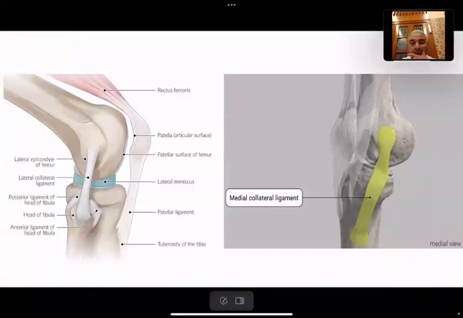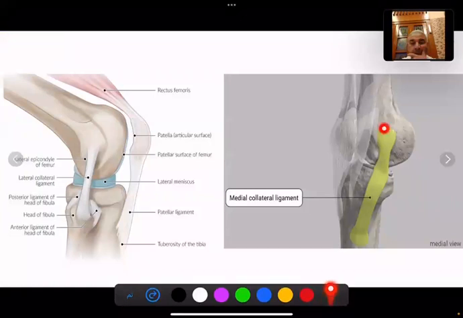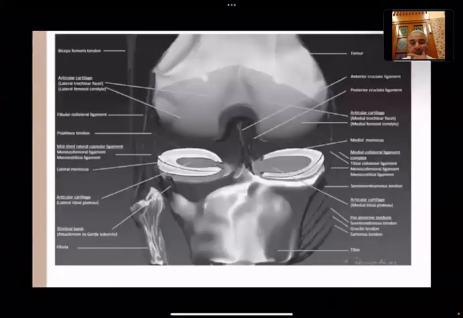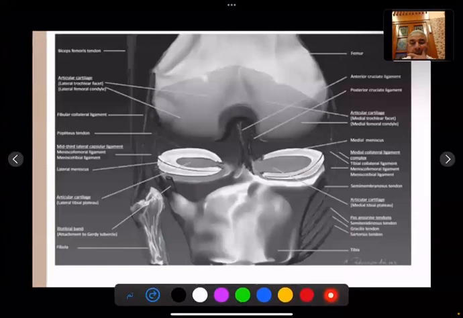This is a diagram showing the medial collateral ligament extended from the medial condyle of the femur to the proximal part of the tibia. And this is the lateral collateral ligament extended from the lateral condyle to the fibula. And this is also a diagram demonstrating the major components of the medial and lateral collateral ligaments. This is the deep layer of the medial collateral ligament, and this is the superficial layer of the collateral ligament.